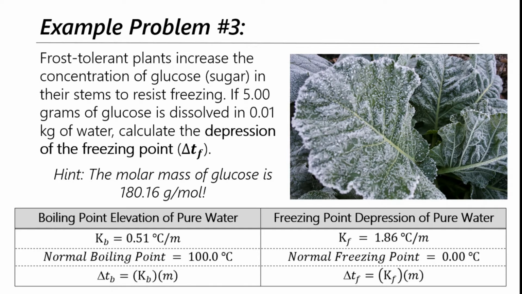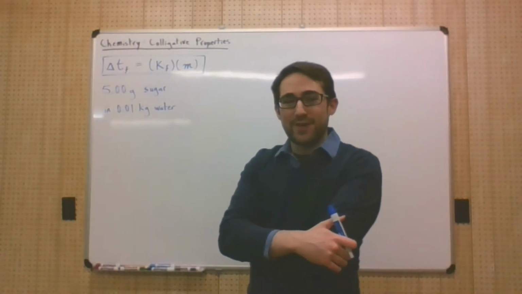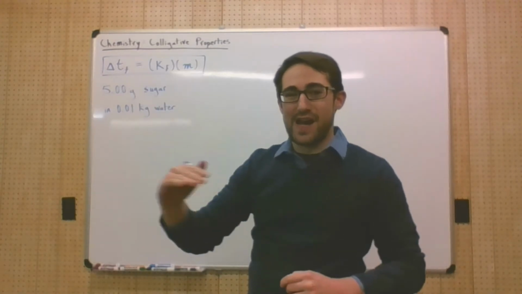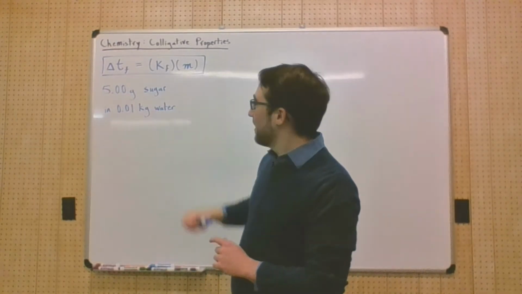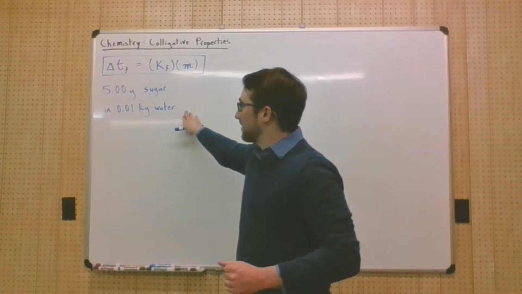So in this case, we've got 5 grams of glucose. That has a molar mass of 180.16 grams per mole. Right, and it is dissolved in 0.01 kilograms of water. We want to figure out how much the freezing point is going to depress by for that sugar solution that we've made. In this case, I want to figure out how much my freezing point is going to decrease by, using this amount of sugar that is dissolved in this amount of water.